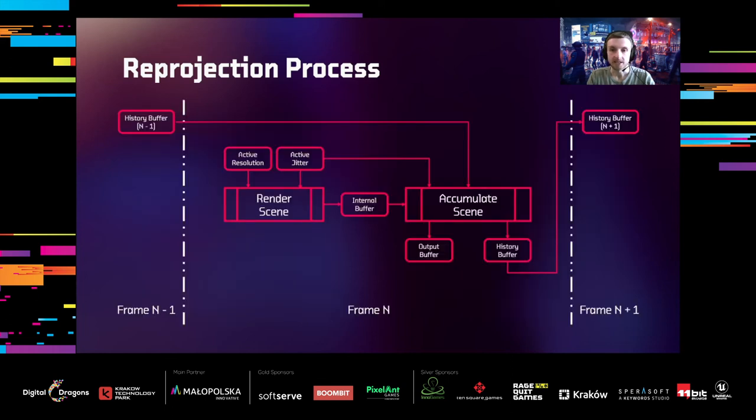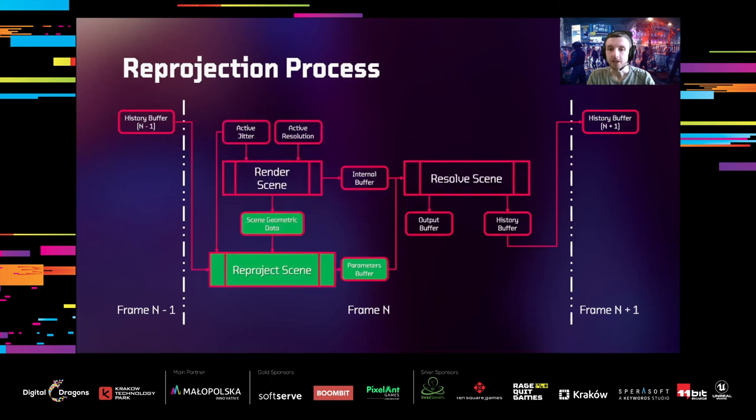How does the decoupling look? Let's start from the graph to remind us how the first iteration of the temporal pipeline looked for us. With decoupling, we go from this scheme to this scheme. Here you can notice that the scene accumulation process was split in two processes, the scene resolving process and the scene reprojection process. Green color is used here to highlight introduced processes and intermediate buffers.